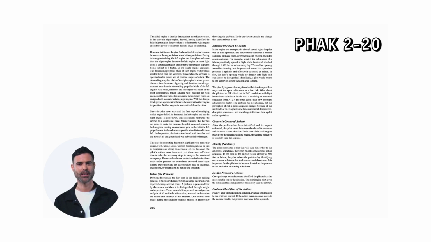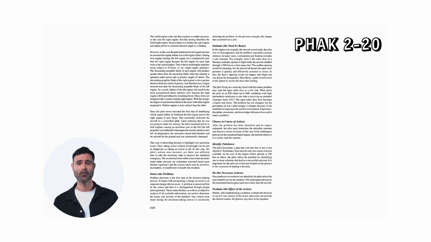During twin-engine training, the left engine out is emphasized more than the right engine because the left engine on most light twins is the critical engine. This is due to multi-engine airplanes being subject to P factor, as are single-engine airplanes. The descending propeller blade of each engine will produce greater thrust than the ascending blade when the airplane is operated under power and at positive angles of attack.